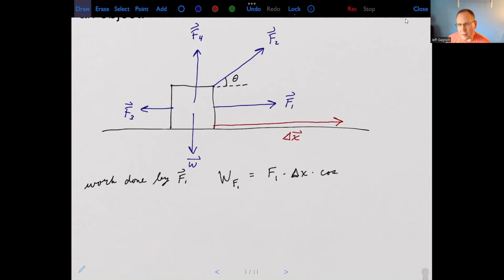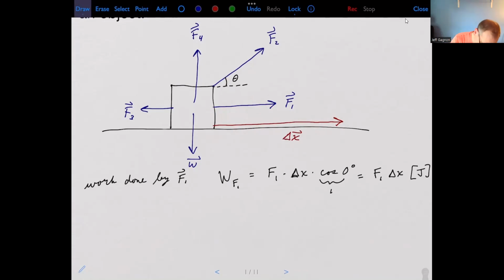But what angle am I looking at? Well, I'm looking at the angle between the force and the displacement, which in this case, if they're pointing in the same direction, that angle between them is 0 degrees, right? So this will be times cosine of 0. But cosine of 0 is equal to 1. So the work done by F1 is simply going to be F1 times the displacement, right? Whatever those values are, and it'll be in the units of joules.